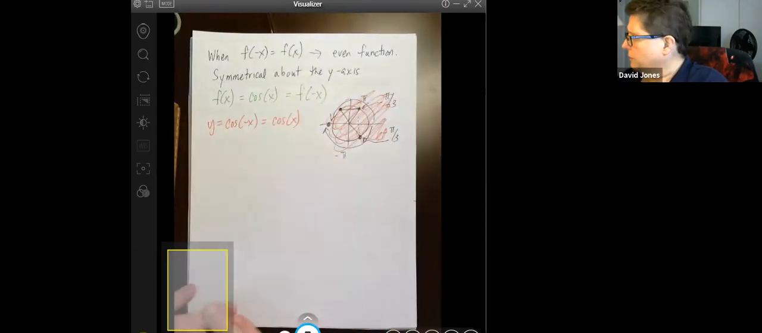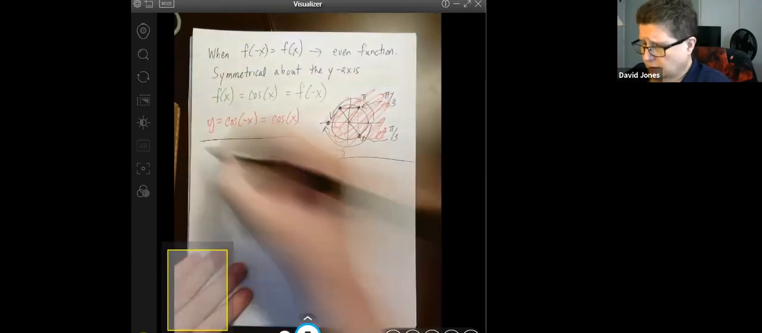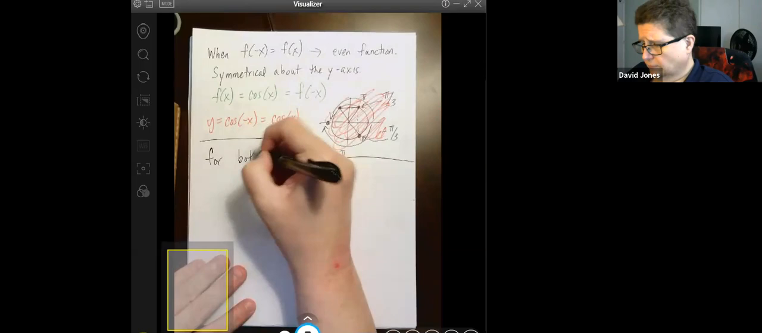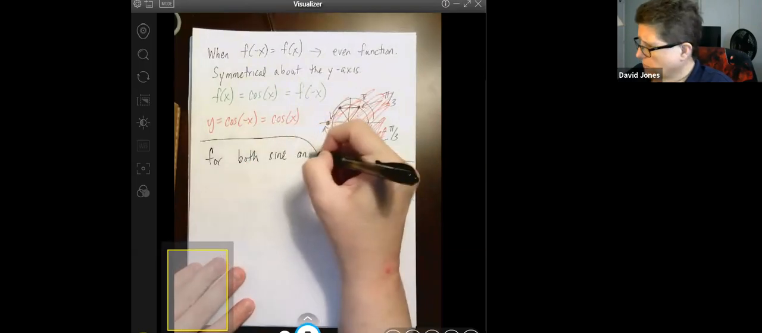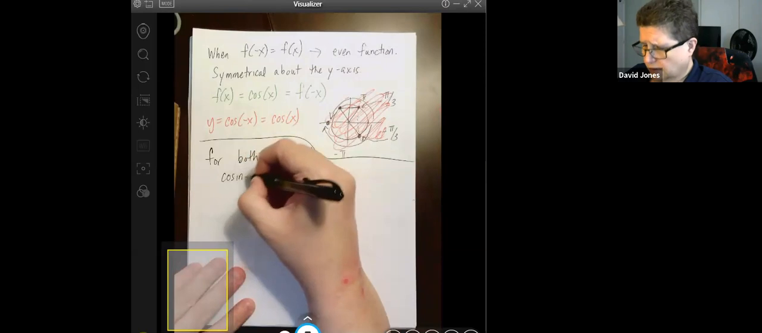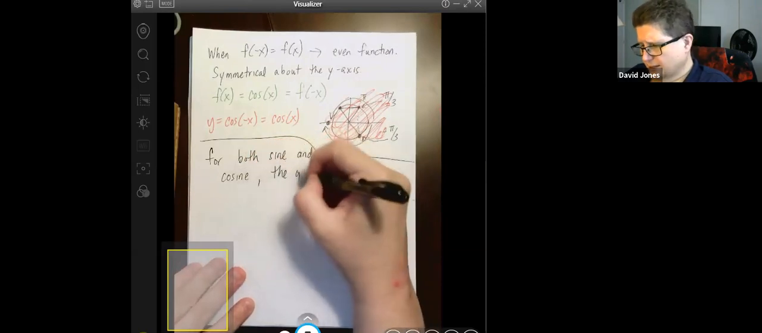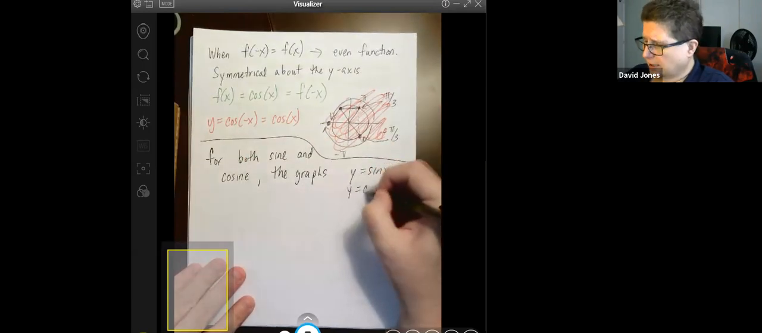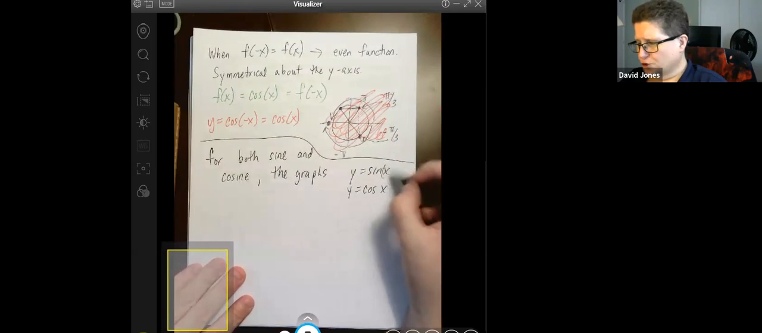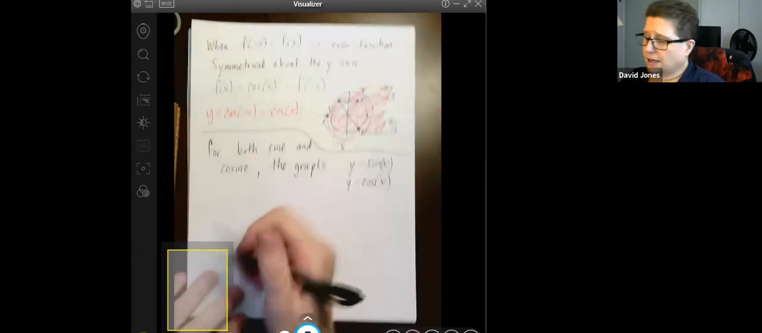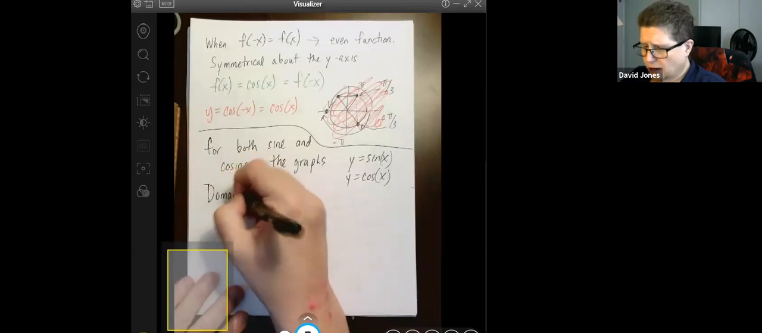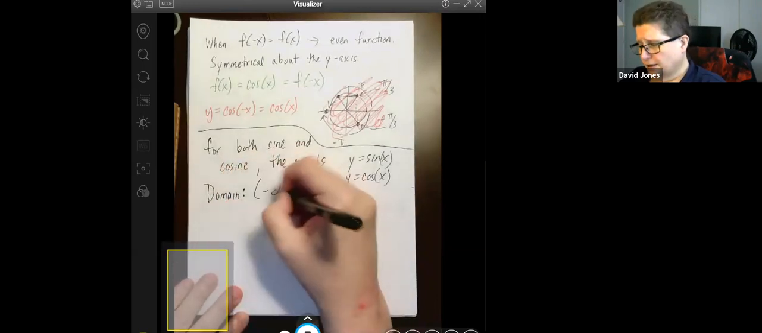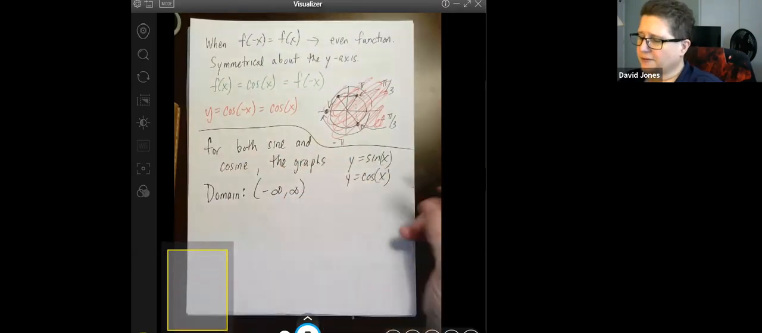Okay, so for both sine and cosine, the graphs y equals sine x, y equals cosine x. Oftentimes they don't even put the parentheses. You should have them there. It's technically there. For both the domain, all acceptable x values, it's infinite. Negative infinity to positive infinity.